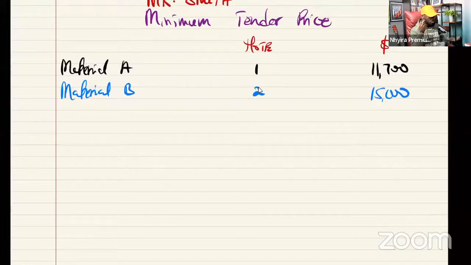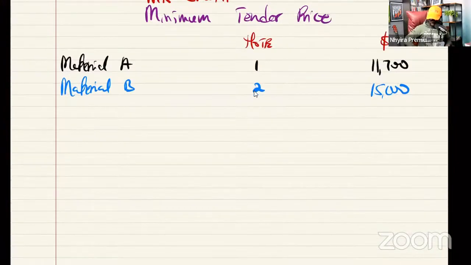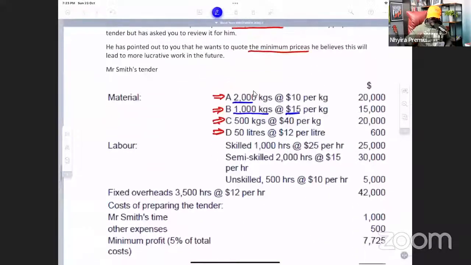Sounds good? That is for material B, and that is the relevant cost of material B, 15,000. Any questions? You raise your hand, we bring you up, or you put it in the chat for us. Let's go to material C.